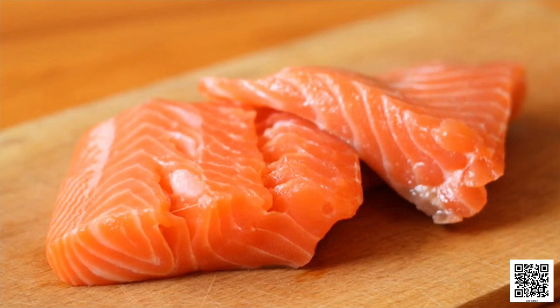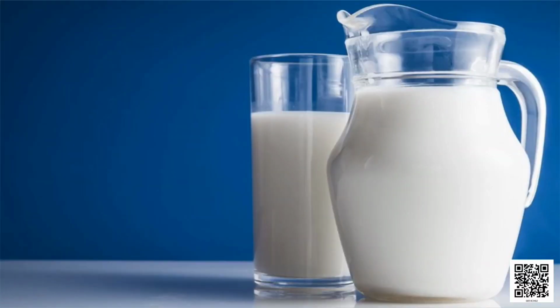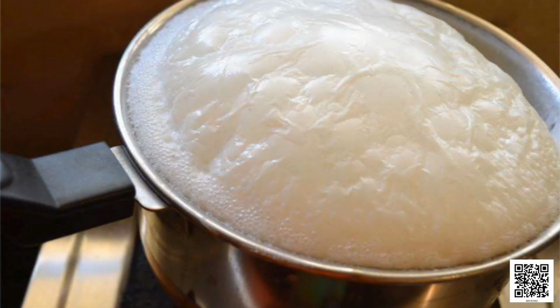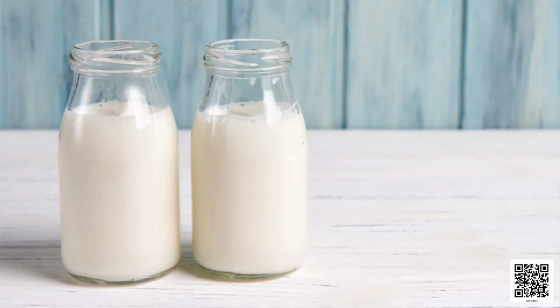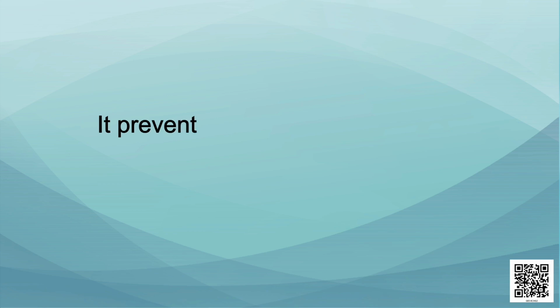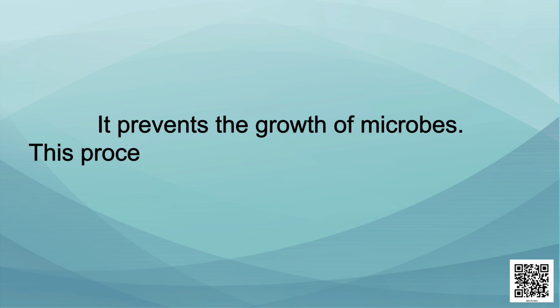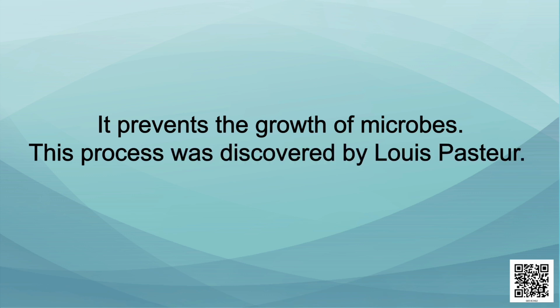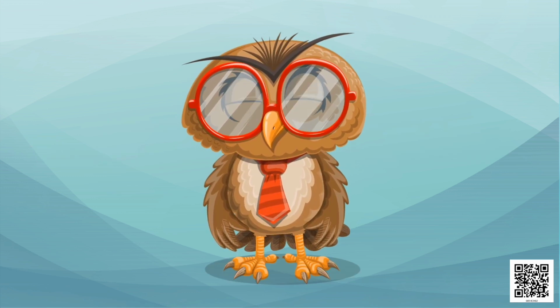Heat and cold treatment. An example of heat and cold treatment is milk. This process is known as pasteurization. Pasteurized milk can be used without boiling as it is free from microbes. The milk is heated to about 70 degrees Celsius for 15 to 30 seconds and then suddenly chilled and stored. This prevents the growth of microbes. This process was discovered by Louis Pasteur, that is why it is known as pasteurization.